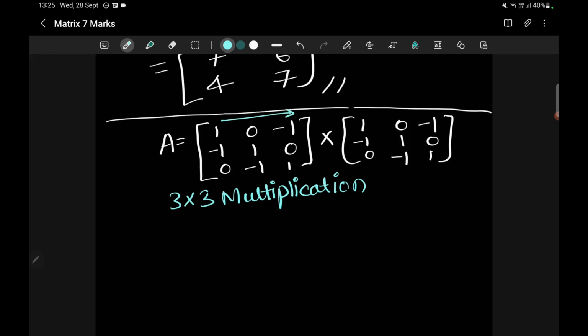Here also we have to multiply rows with columns. That means first we'll multiply this number with this number, with this, and this number with this. Then again we'll multiply this same row with this column. Then we'll multiply the same row with this column.